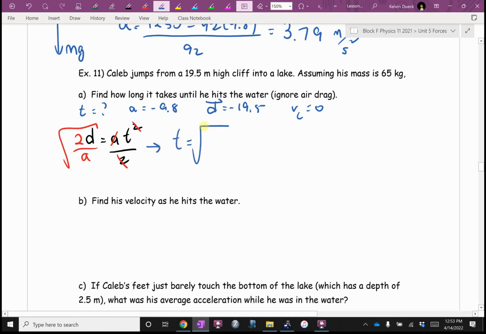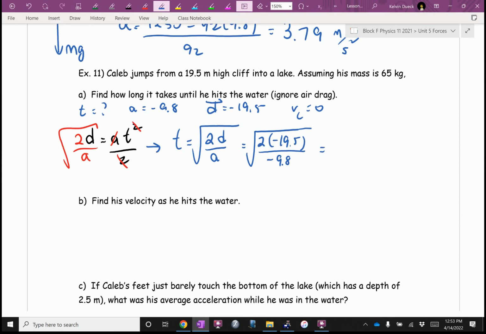t is going to be the square root of 2 times d over a. It's going to be the square root of 2 times negative 19.5 all over negative 9.8. I'm doing some quick math in my head. This is almost exactly the square root of 4, so you're going to get really close to 2, I think. Like 1.98 or 2.01, or 1.99 or something like that. Let's see.